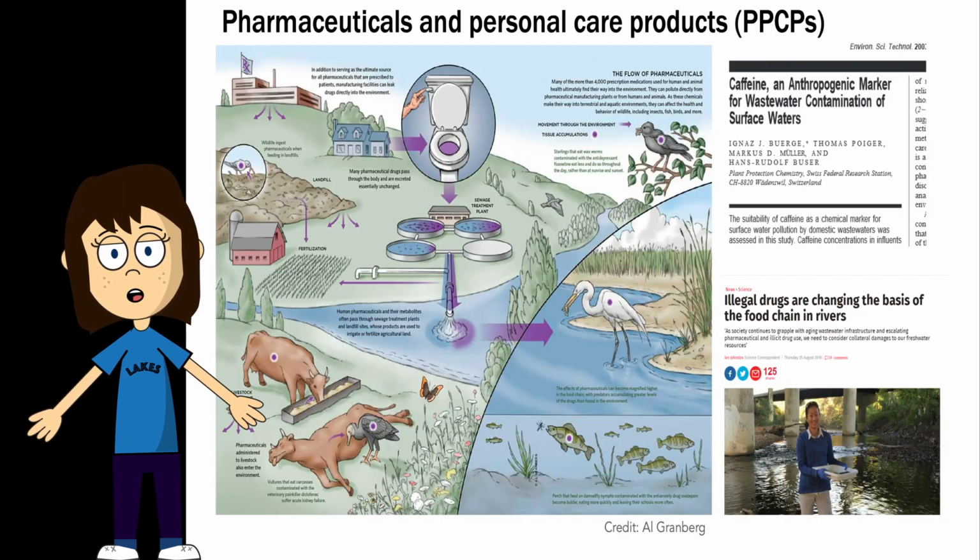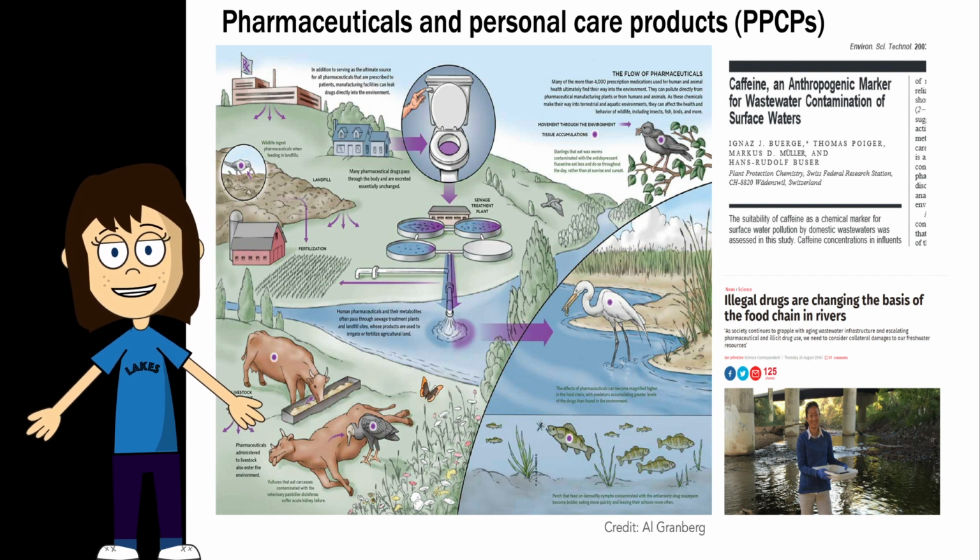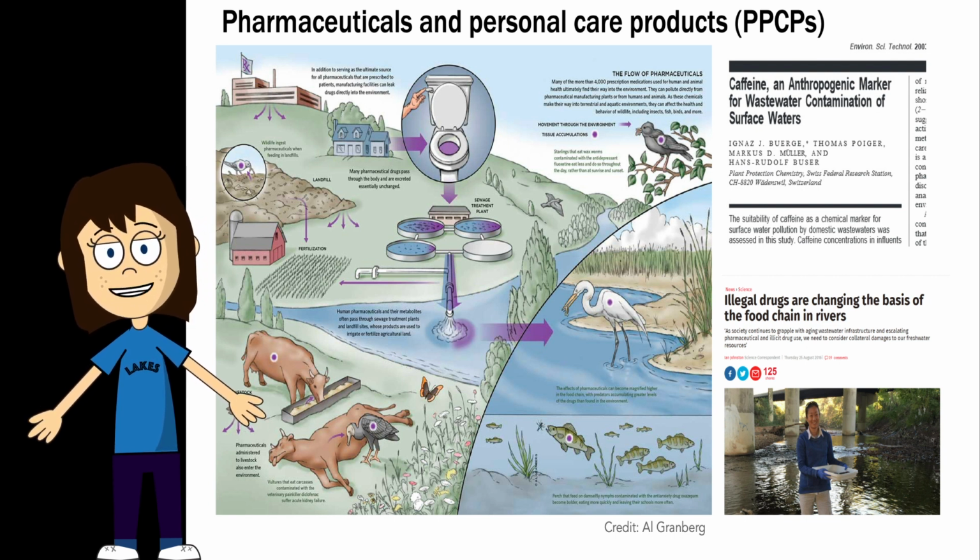And while we're not going to cover pharmaceuticals and personal care products here, it's good to remember that a lot of things that humans excrete can't be removed in wastewater treatment facilities and end up in freshwater environments. And just like caffeine, estrogen, or cocaine affects humans, it also can affect aquatic organisms.